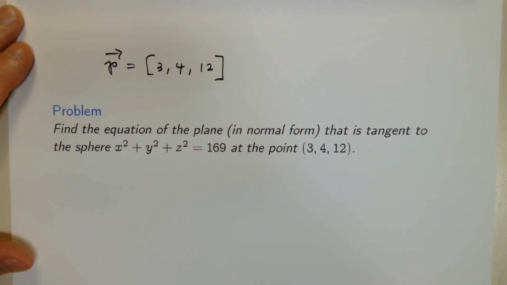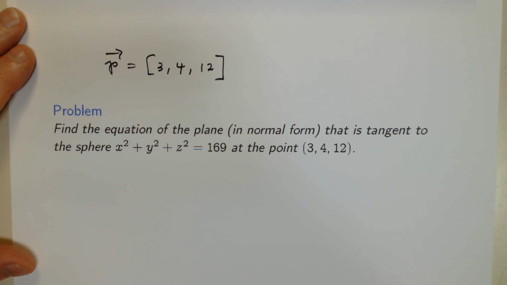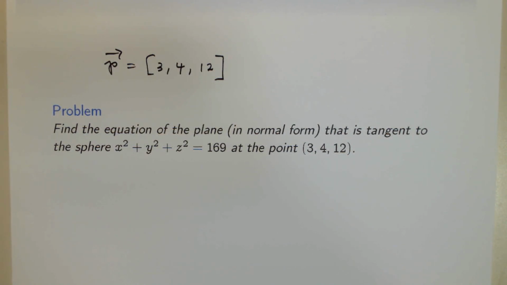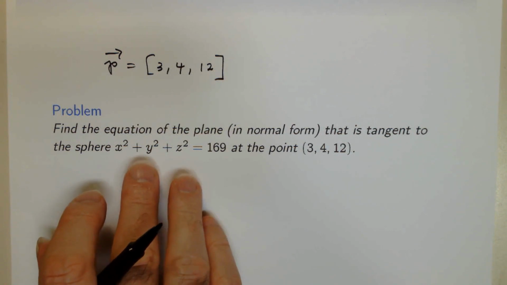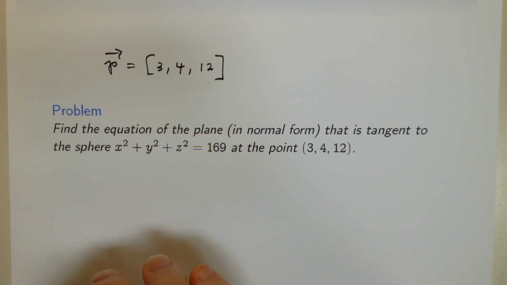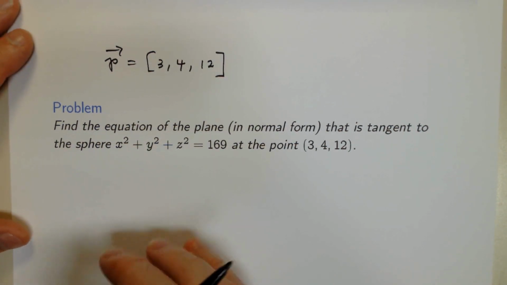So P is going to be the vector whose tip sits at 3, 4, 12. The thing that we're missing in this is we need to know the normal vector for this plane. And we can borrow an idea. It's absolutely true for the sphere, and it's an idea that we can borrow from the circle. So let's just remember this fact from the circle, right?